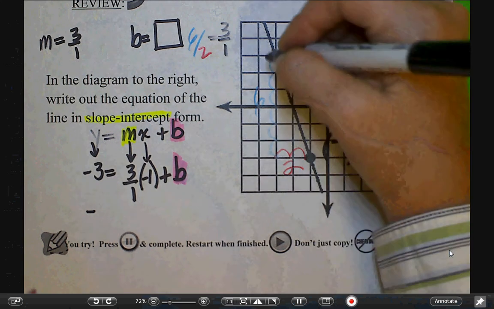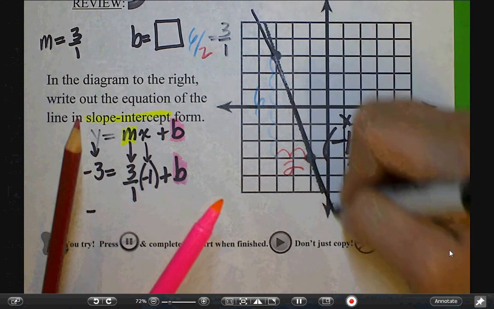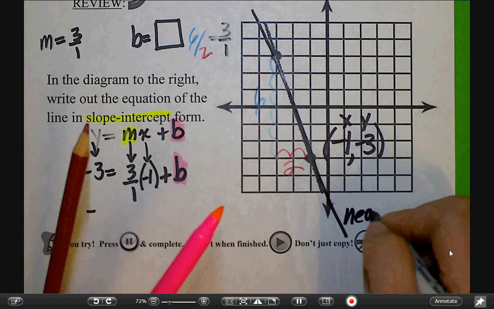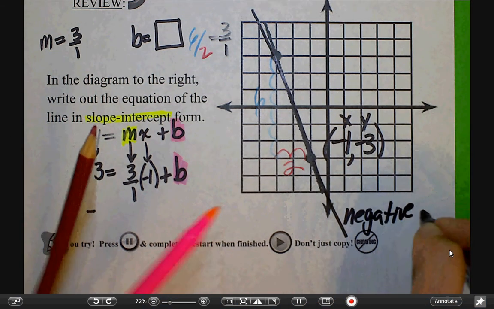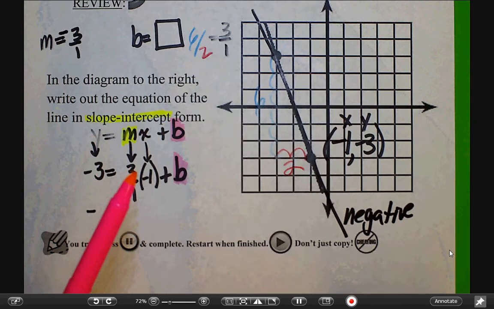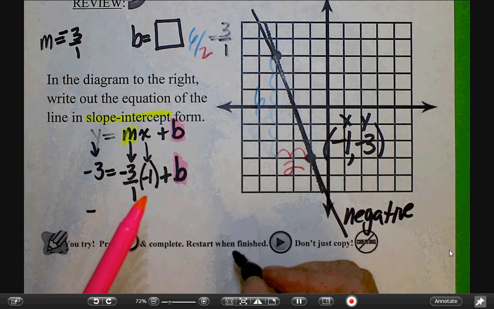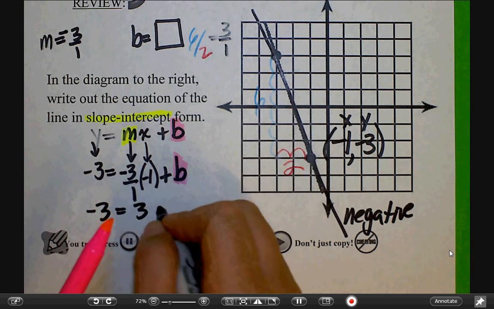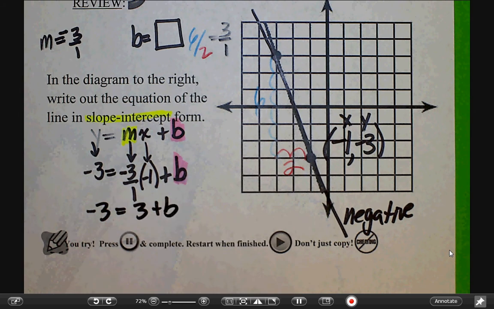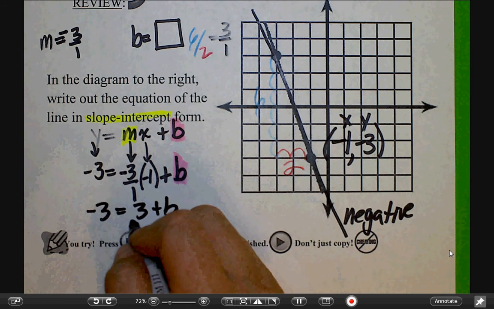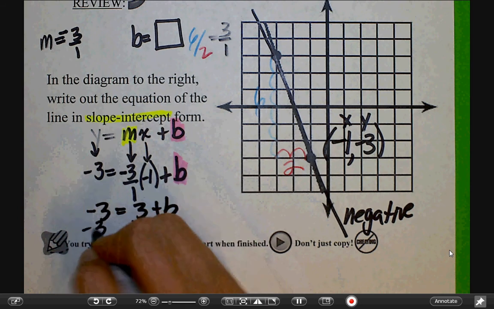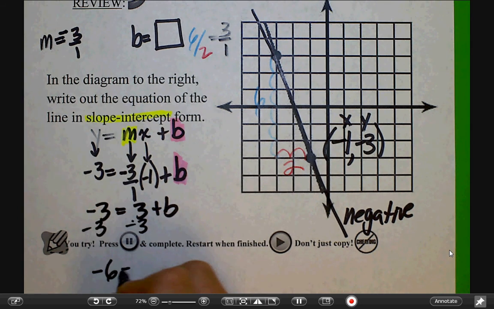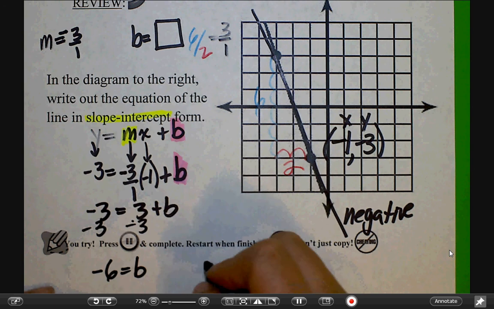Okay, double check a key component here. When we did the slope, we forgot it was negative, or at least I did. You probably didn't, so we have to make sure we get that negative in there. So now we have -3 equals, that's going to be +3 plus b. Now we solve. I'm going to subtract 3 from both sides. I end up with -6 equals b.